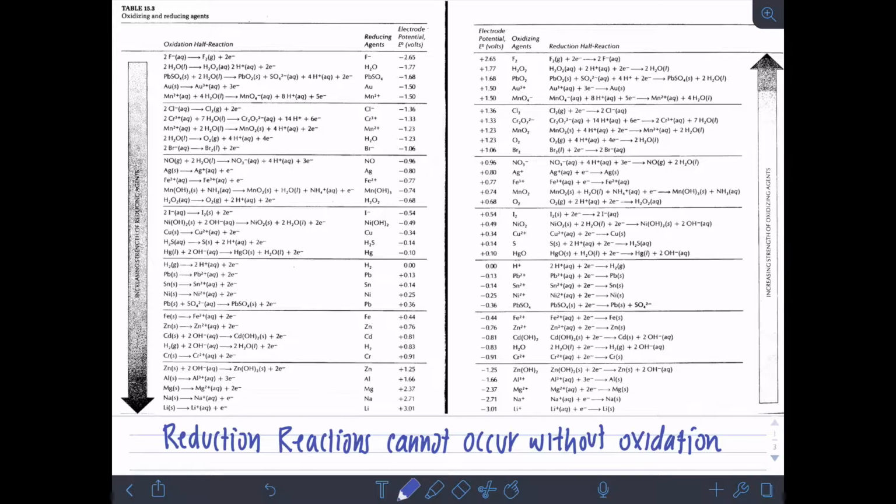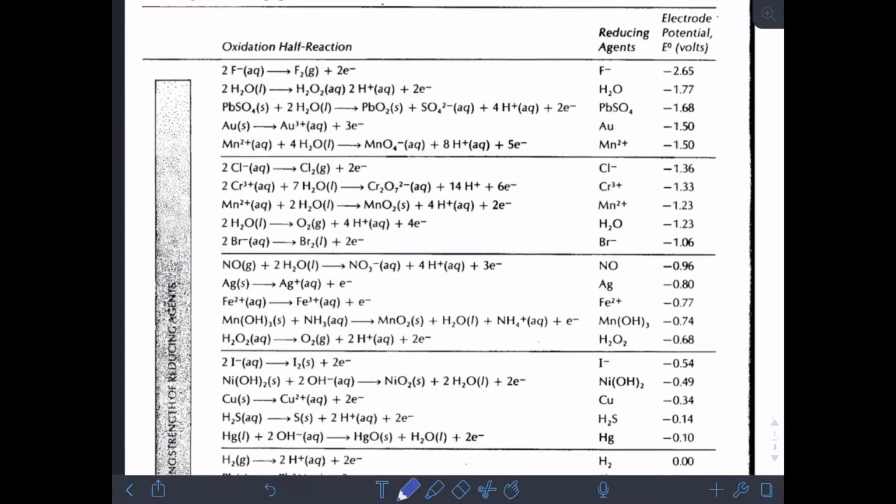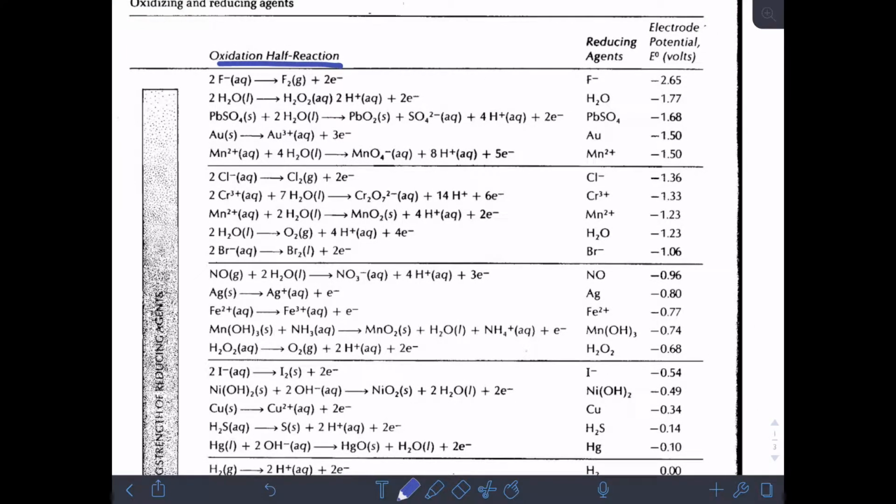Oxidation and reduction reactions happen simultaneously. So in order to have reduction, you must have oxidation. And the benefit of this is that it shows you how the electrons are moving. There's a lot of information on this sheet, so let's go over a few of the pieces of information that are important. On the left side of your sheet, you will see oxidation half reactions.